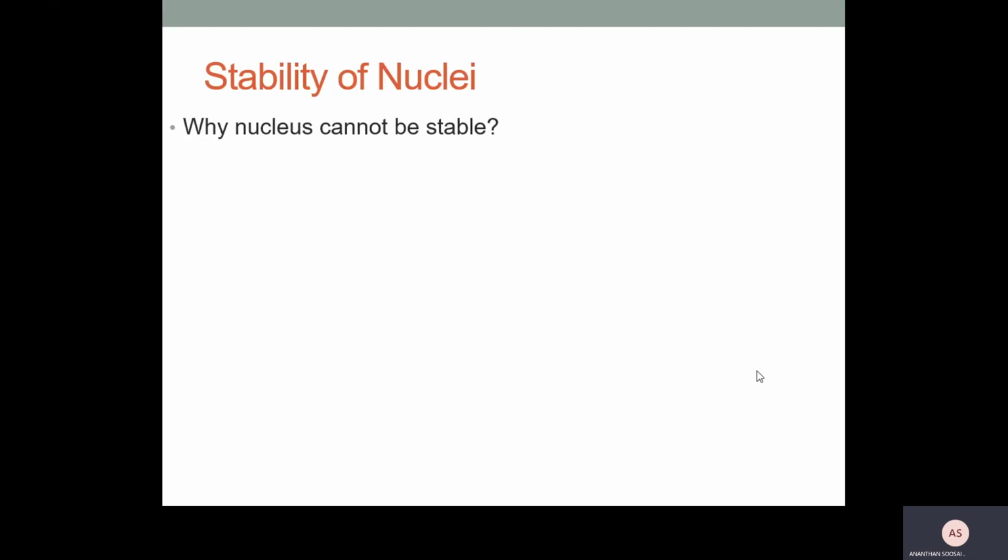So why can a nucleus not be stable? Because when the number of protons in a nucleus increases, the repelling force gets stronger than the attractive force, and therefore it becomes unstable. As the proton number increases, the repelling force, which is the electrostatic force, becomes greater than the attractive force, which is the nuclear force. The nucleus becomes unstable. Sorry, not the atom. The nucleus becomes unstable.